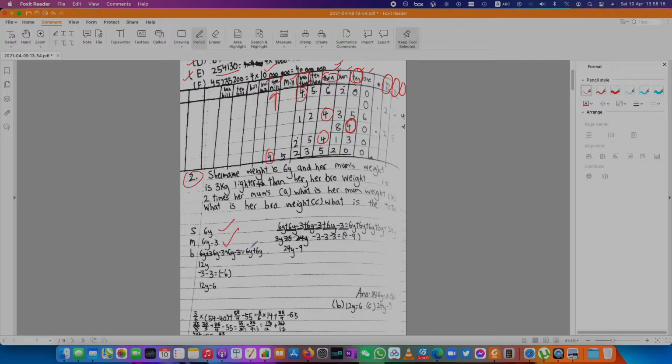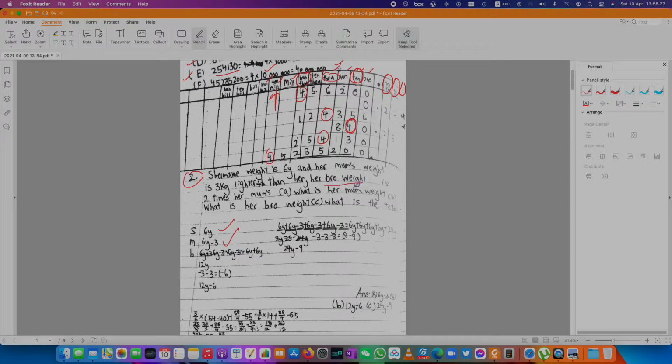So if mom's weight is heavier, in order to get mom's weight, you have to plus to get heavier. Does it make sense? So more doesn't mean plus, less doesn't mean minus. All right. Okay, good.